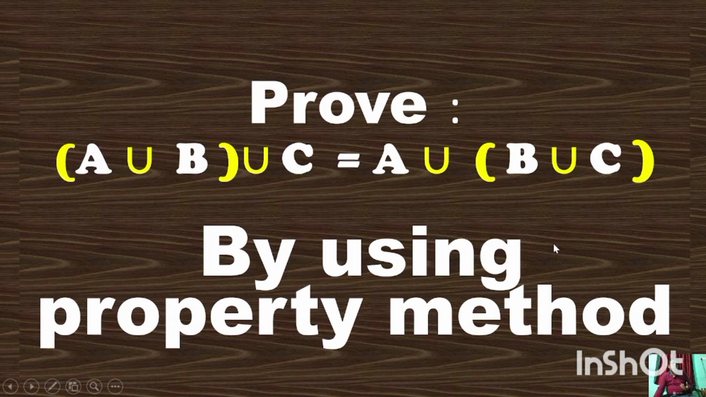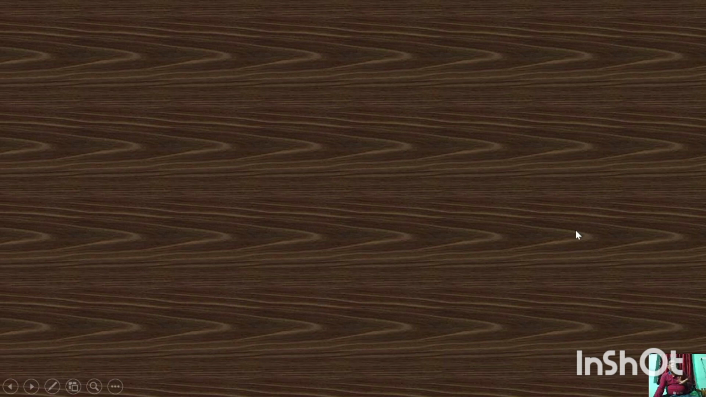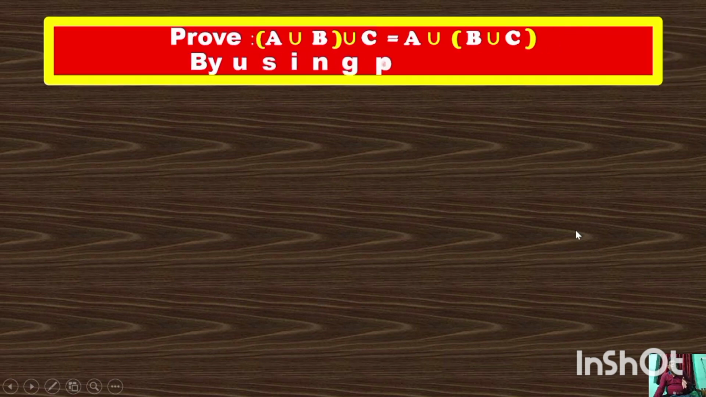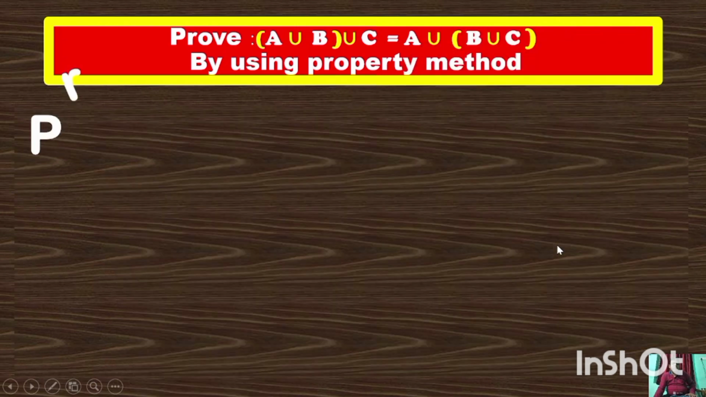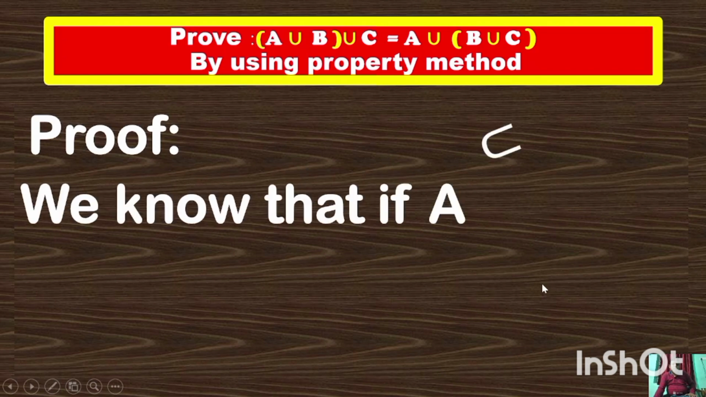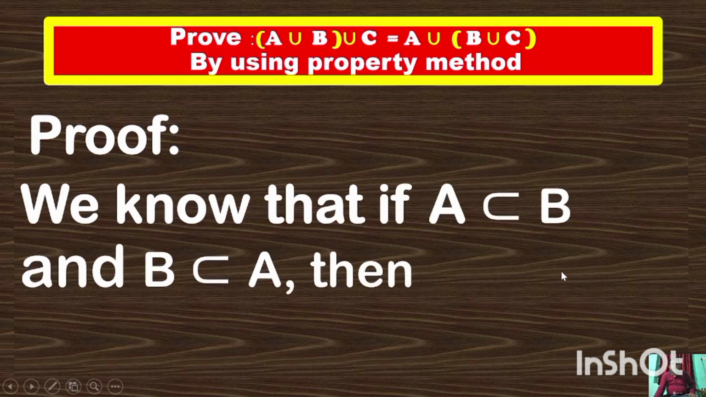So you have to develop patience and also develop interest toward the class. Once you have a passion for mathematics, you will forget everything else and keep on practicing mathematics. So it is a very important and interesting concept. We are going to prove the associative property using the property method, and all of you know that if A is a subset of B and B is a subset of A, then A equals B. Two sets are equal if A is a subset of B and B is a subset of A.